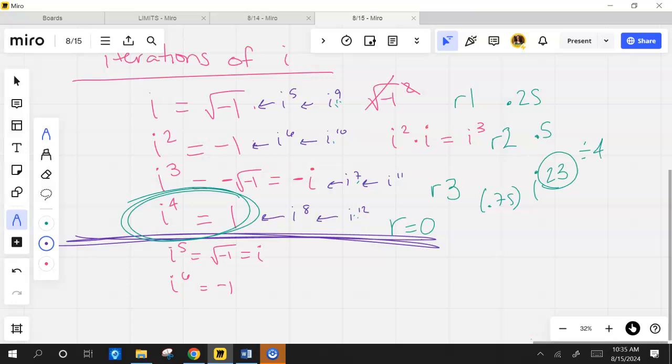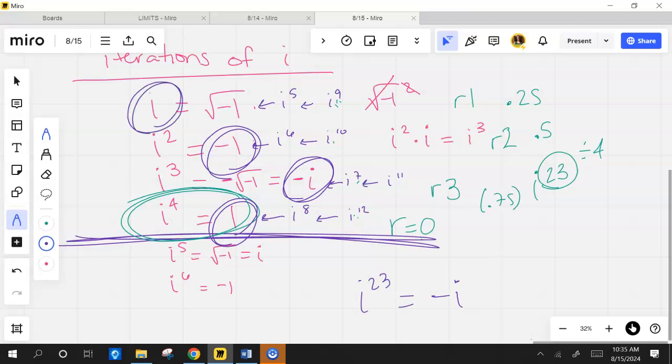Okay, so look, i to the 23rd is going to equal what? So it's negative i, 1, negative 1, or just i. That's what I'm going to use. So circle those so you know.